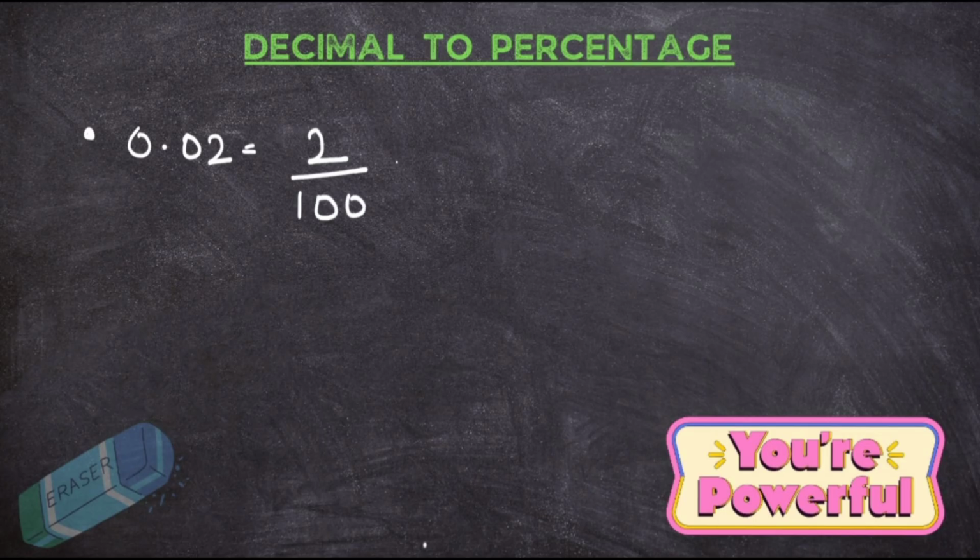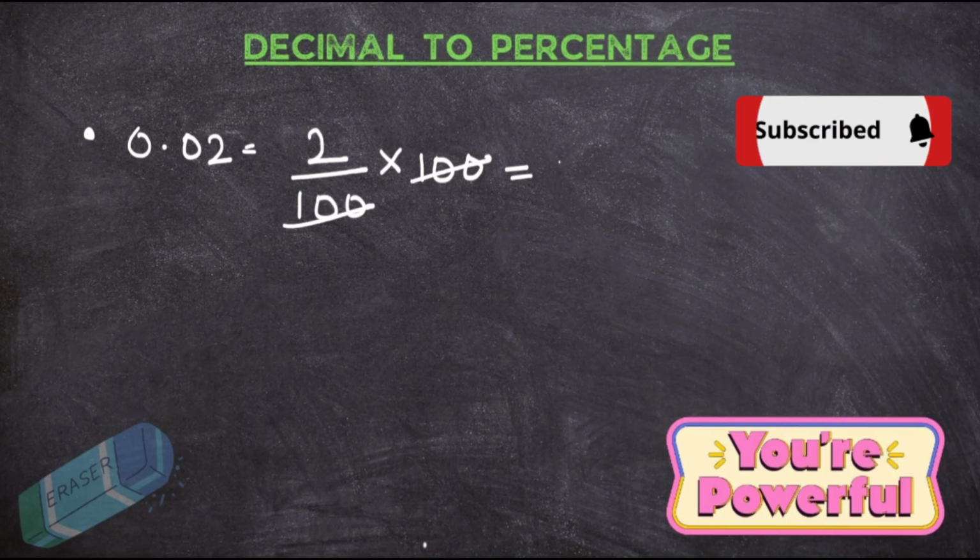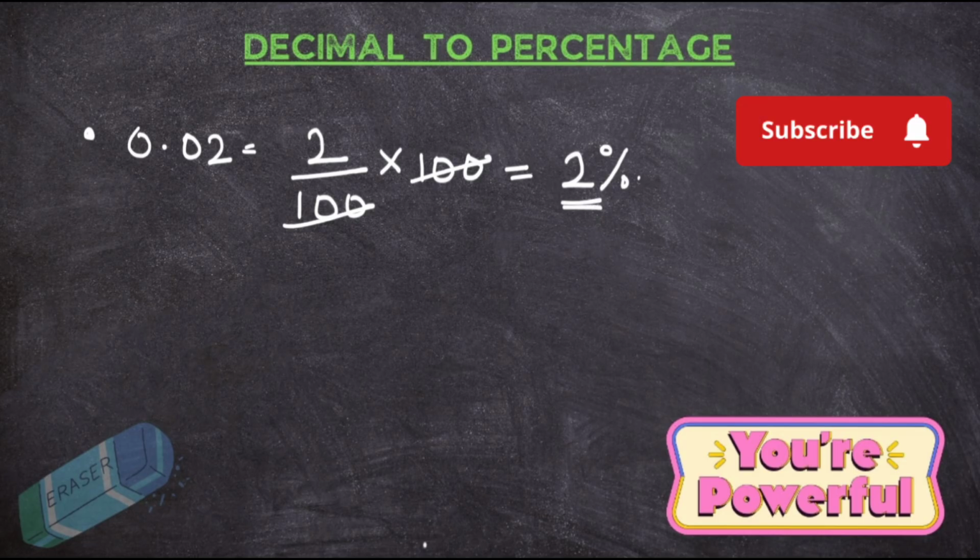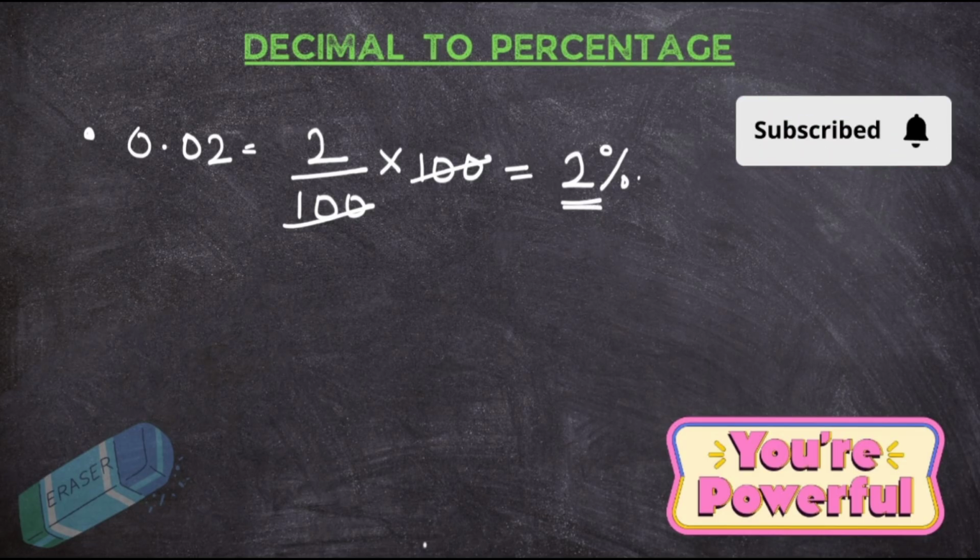I got the fraction. Now convert it into a percentage by multiplying it by 100. 100, 100 at both places, so directly cancel it. What is left? Only 2. So 2% will be your answer. Here I got the answer and this is how you do the conversion from a decimal to a percentage.